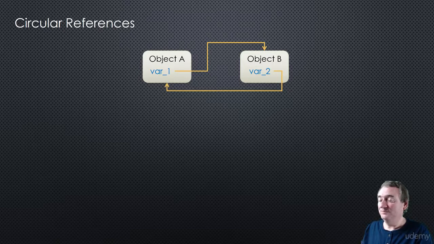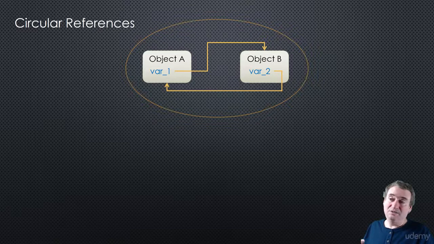It's not 0. And the reference count on B is also 1 because A is pointing to B. So in this case, reference counting isn't going to destroy either A or B. It can't because they both have references. They both have a reference count that is non-zero. And that is called a circular reference.